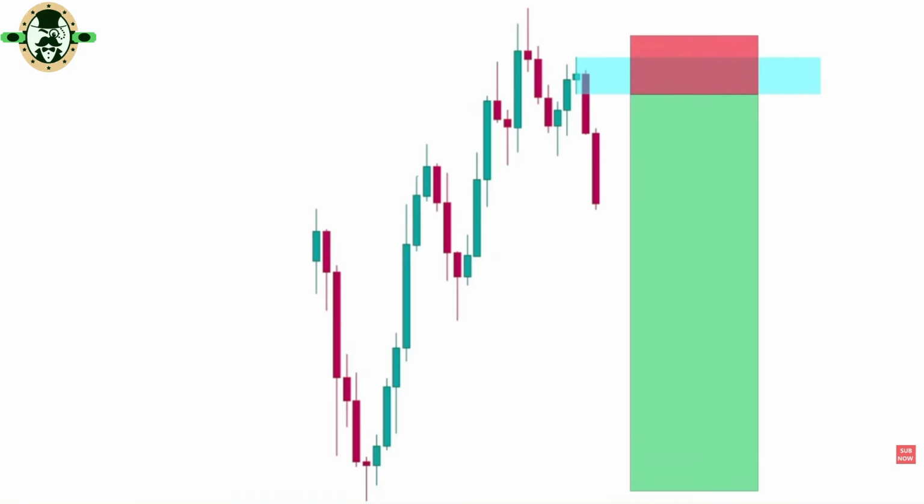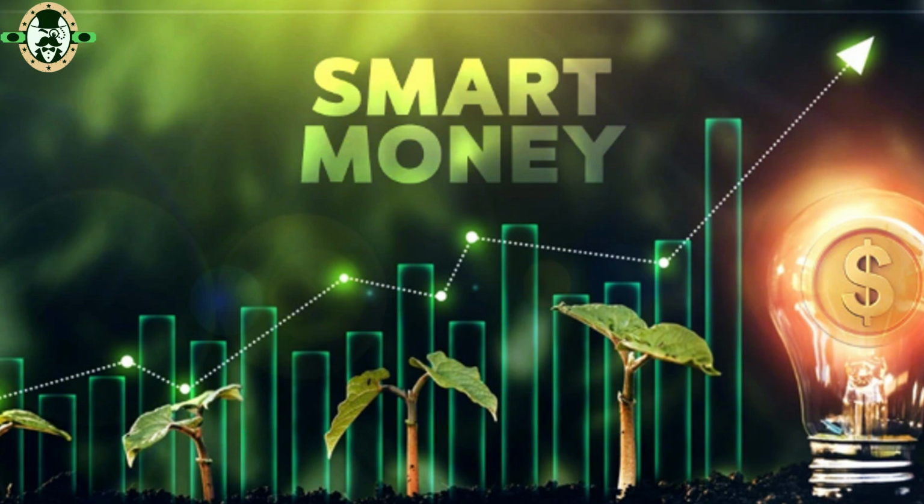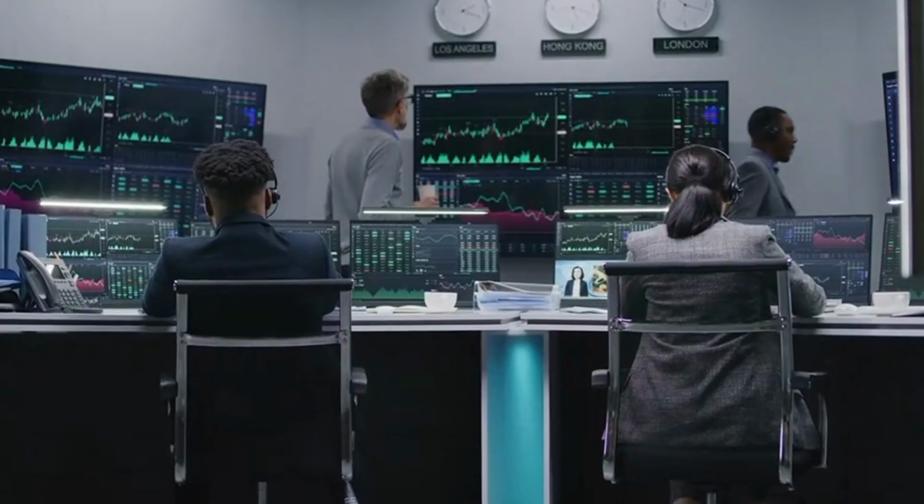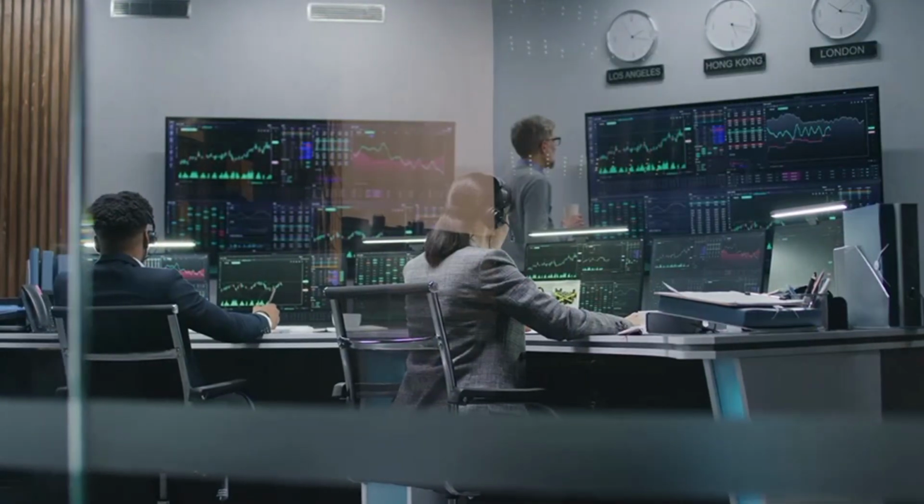We adjust stops and trail profits. That is how smart money trades, combining higher time frame direction, liquidity grabs, valid unmitigated order blocks, and lower time frame confirmations.